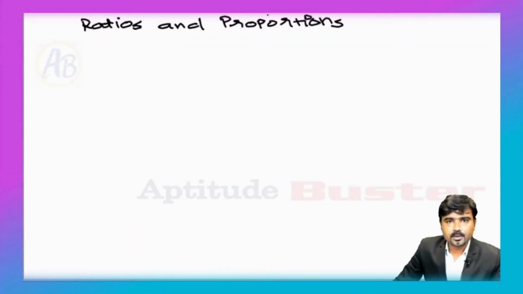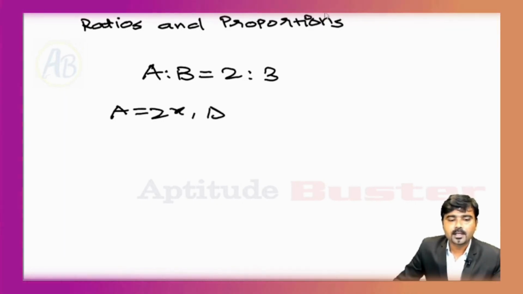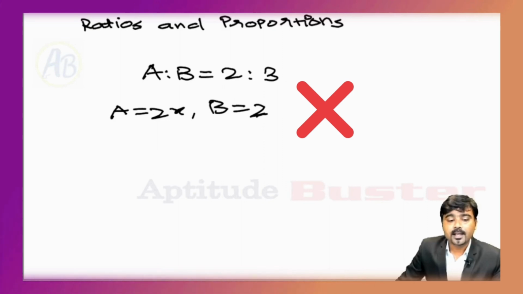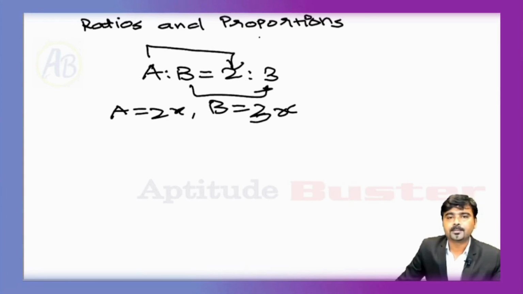We are going to discuss only important concepts in this. A is to B is equal to 2 is to 3. Usually we write A is equal to 2x and B is equal to 3x. But don't do that while solving age problems. The reason is, in this case, if I write 2x and 3x, A is multiples of 2, B is multiples of 3. Am I right?